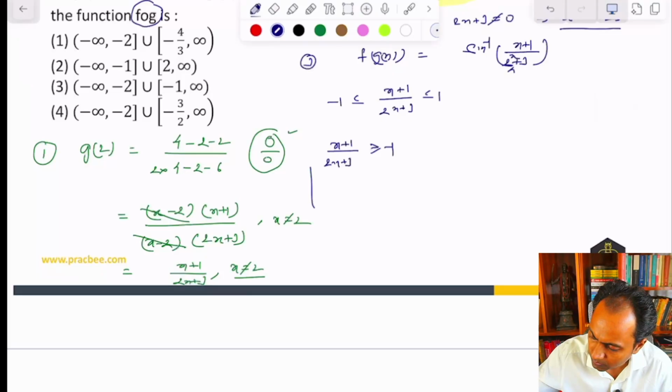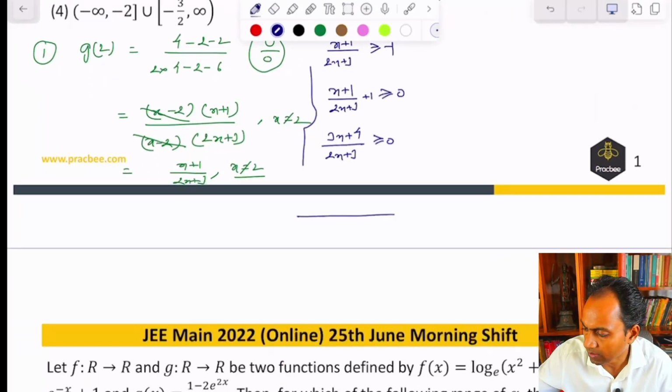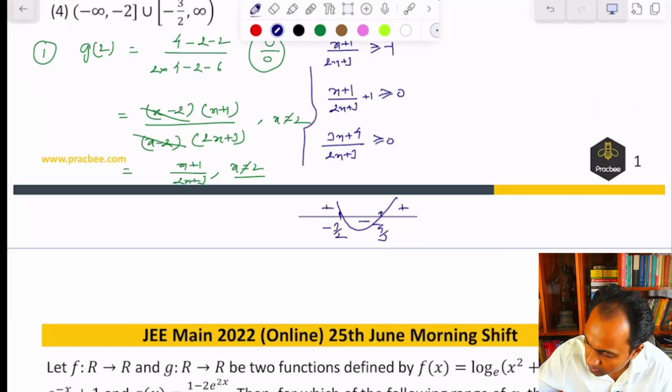So if I take this first part, minus 1 can be taken on the left hand side. So (x plus 1) by (2x plus 3) plus 1 needs to be greater than or equal to 0. And if I take LCM, this becomes (3x plus 4) by (2x plus 3) greater than or equal to 0. That would mean ultimately that there are two important points, minus 4 by 3 and minus 3 by 2. So it needs to be positive, negative, positive. We are considering the greater than or equal to 0 part. You can see that this can be equal to 0, but minus 3 by 2 is not allowed.